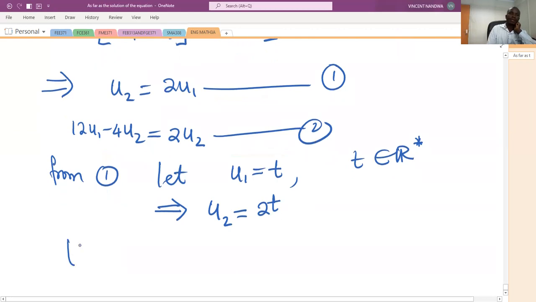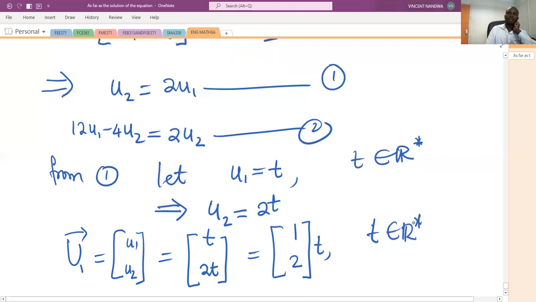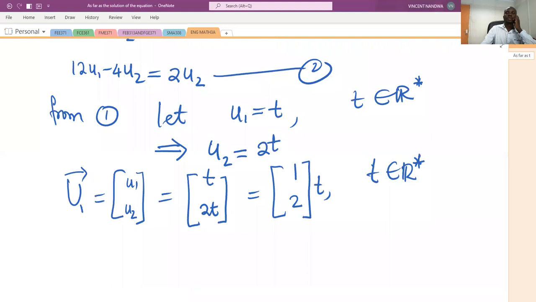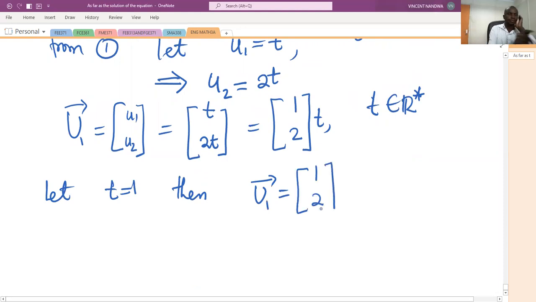So then the U1 vector, U1, U2, which is given by t, 2t, which is t times 1, 2. T remains a non-zero scalar. Now, in particular, if we let t be 1, then this vector will be 1, 2.